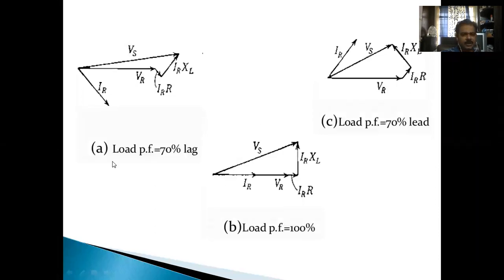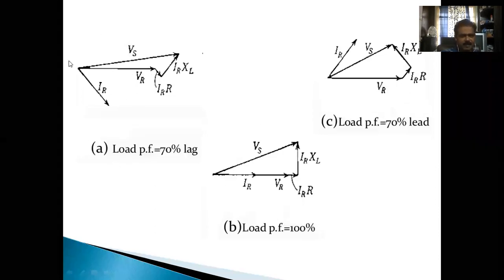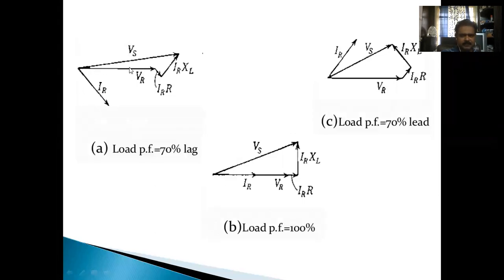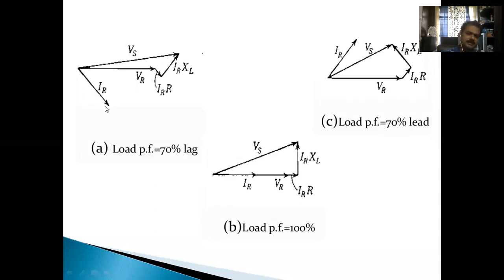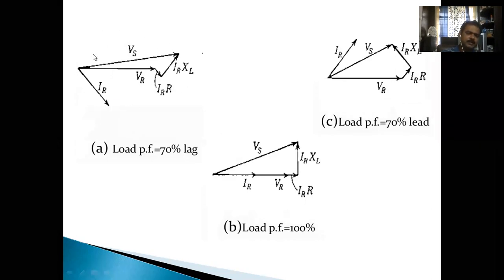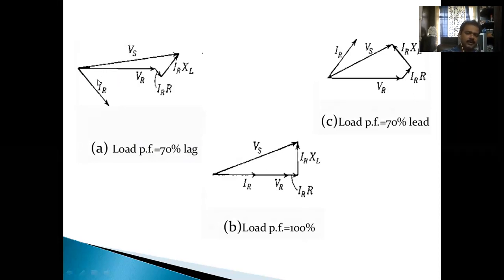In the same diagram here, if we observe, the voltage across the load is taken as reference. In the previous case, the current was taken as reference. Both vector diagrams are the same. Here, what I have assumed is a 0.7 power factor lagging load. The current always lags behind the voltage in the case of lagging loads. So both figures are the same.